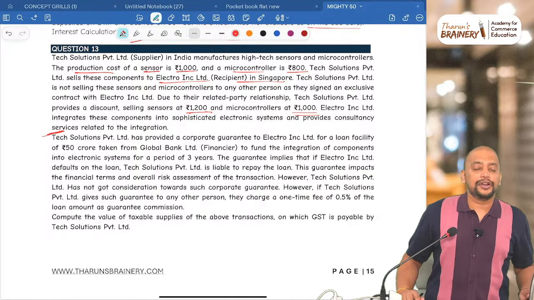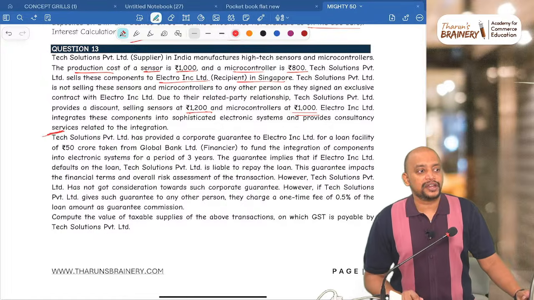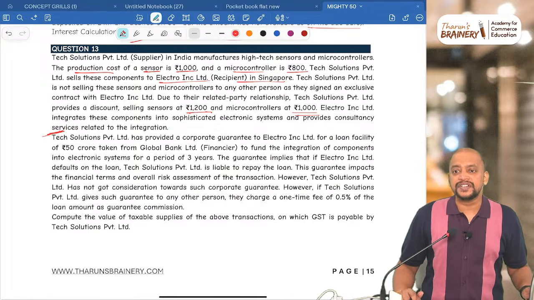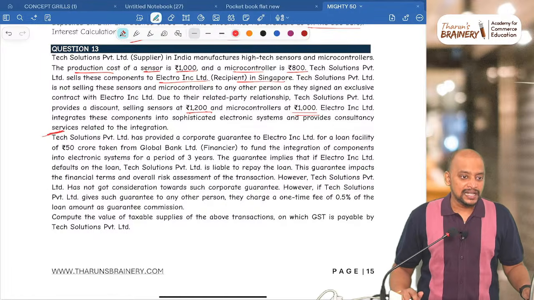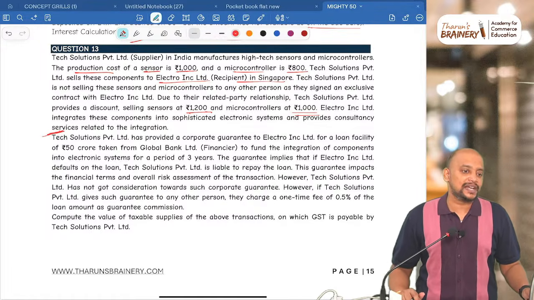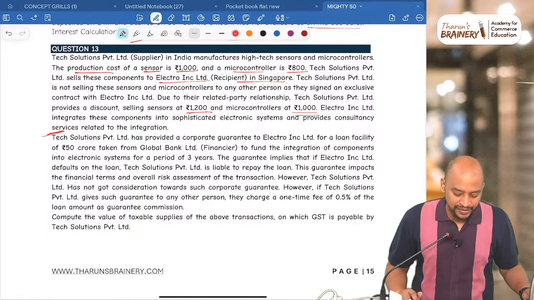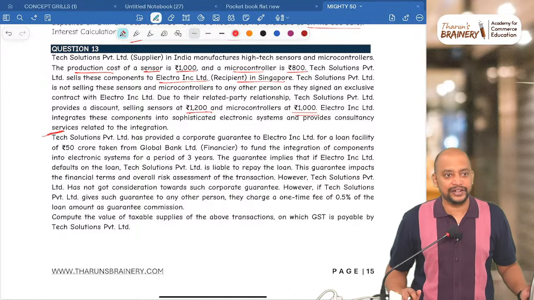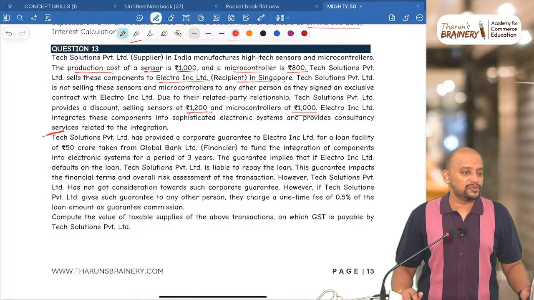And they are not selling it to any other person. So we cannot take that as the open market value. And there is one provision: if the recipient is eligible for full ITC, the value declared in the invoice will be taken as the open market value. But that point is not given here because the recipient is outside India. How will they be able to take the ITC? They cannot take ITC. So the recipient is not eligible for full ITC.